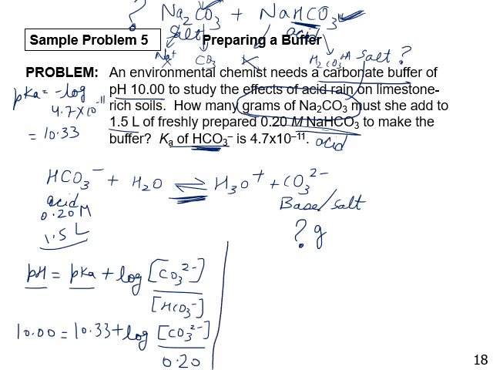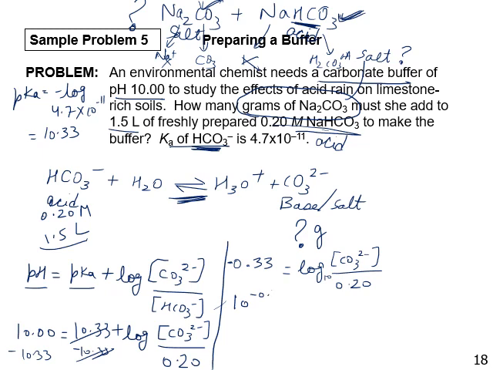How would we solve? This is 10.33, 10. So if I minus 10.33 from here, I minus 10.33 from here, that would give me negative 0.33 equals log carbonate over 0.20. Now I need to get rid of the log. How do you get rid of log? You take the anti-log. This is log to the base of 10, which means if I raise everything to the power of 10, it would get rid of the log for me. So I do 10 raised to the power of negative 0.33, I'm putting negative because there was a negative sign right here to begin with.